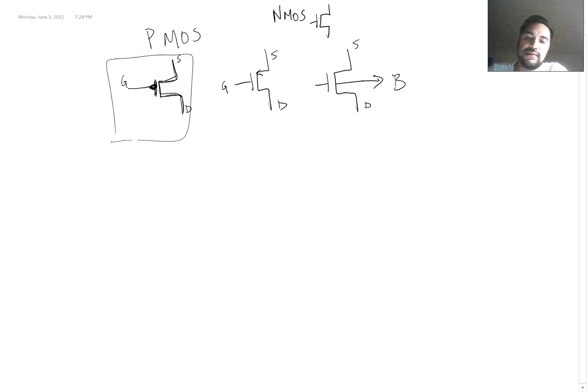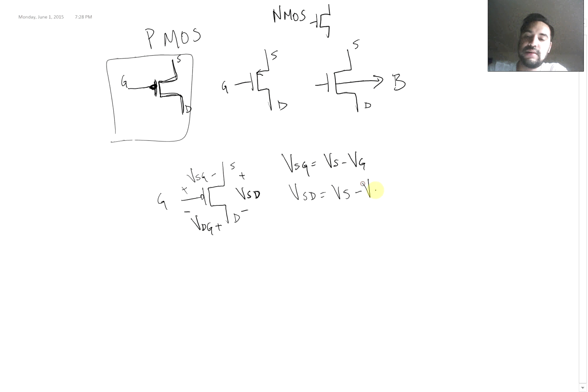Okay, so let's do the operation of the PMOS. You have a transistor right here. You have the gate, the negation, source, drain, gate. You have VB, VG. See how these terms are going to be switched compared to the NMOS. You have plus, minus, VSD right here. First the source and then the drain. And we have VSG. As we know, VSG is the difference between the source and the gate. We have VSD, the difference between the source and the drain. And VDG is the difference between the drain and the gate.